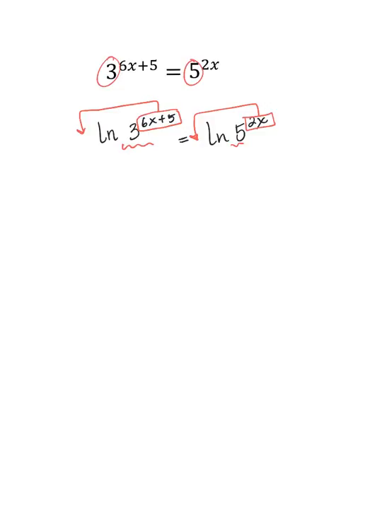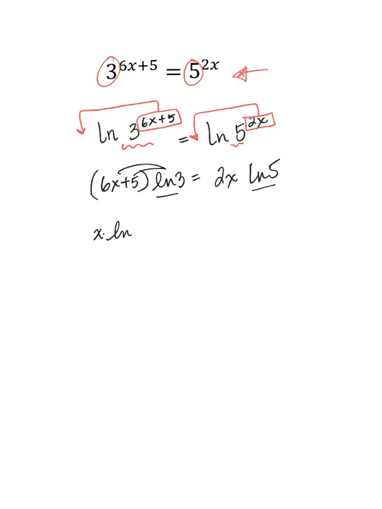And again, I'm allowed to say a natural log of both of these things since both quantities were equal to begin with. So what I have now is 6x plus 5 times natural log of 3 equals 2x times the natural log of 5. Now, natural log of 5 and natural log of 3 are just numbers, so we can treat them the same way that we normally would. So when I look at this, I want to distribute. So I'm going to have x times natural log of 3. Oops, I forgot my 6x. Plus 5 natural log of 3. And then here I have 2x natural log of 5.